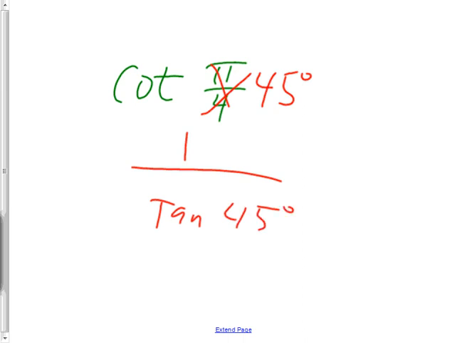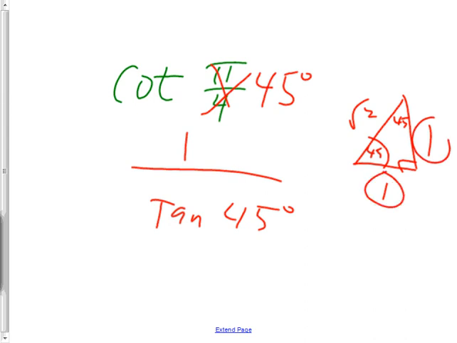Okay, now I need a triangle. 1, 1, square root of 2. And that's the 45, 45, 90. And then I need tangent of 45, so I go find that. Tangent's opposite over adjacent, 1 over 1, which is 1. So this whole thing is a 1. And then it's just 1 divided by that. What's 1 divided by 1? It's 1. So the cotangent of pi over 4 is 1. Raise your hand if you had that one right. Awesome. Okay. Now you're ready to go backwards.